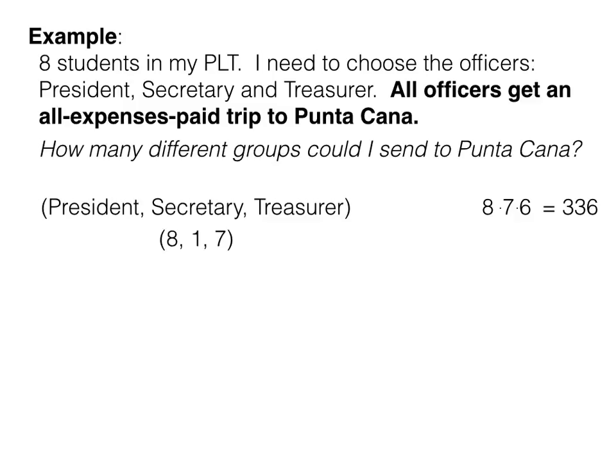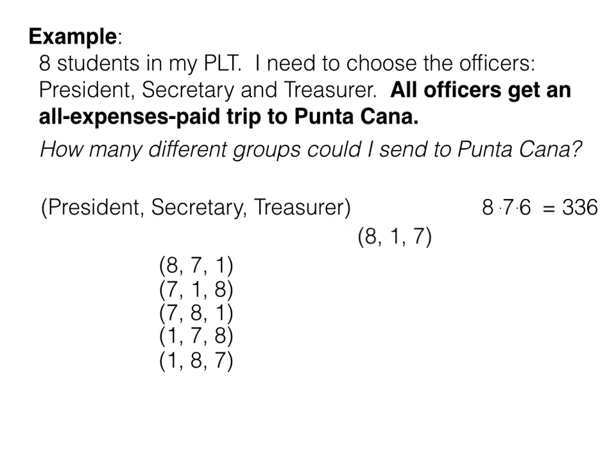So if student 8 was president, student 1 was secretary, and student 7 was treasurer, well, as far as the bus company is concerned, that's the same as if 7 was secretary and 1 was treasurer, or this order, or this order, or this order, or this order. So there are 6 different ways to arrange students 8, 1, and 7. As far as the bus company or hotel is concerned, those are all the same. The order does not matter. So all 6 of those we can count as one group.